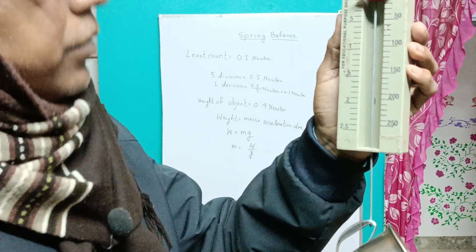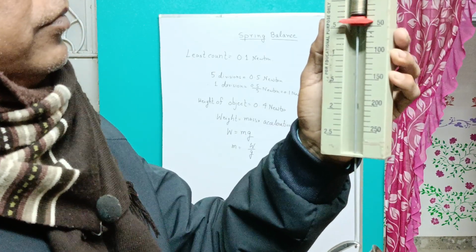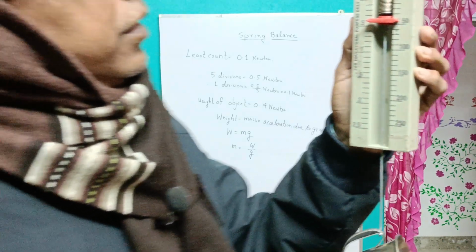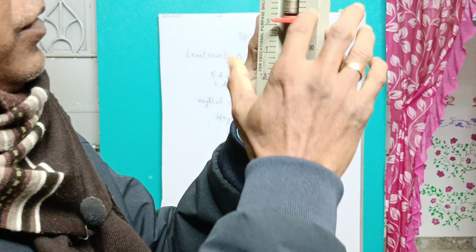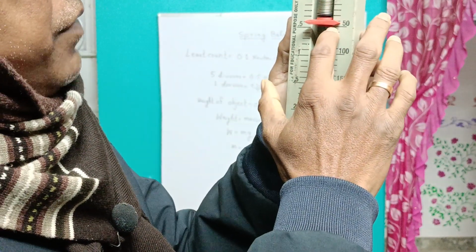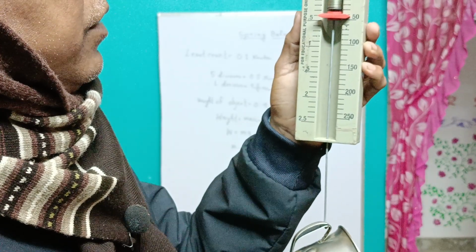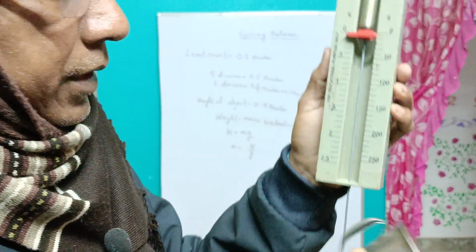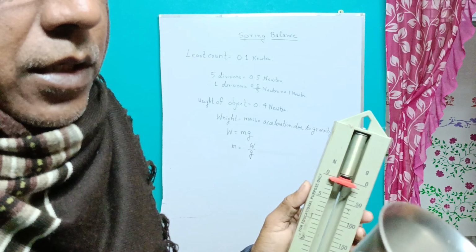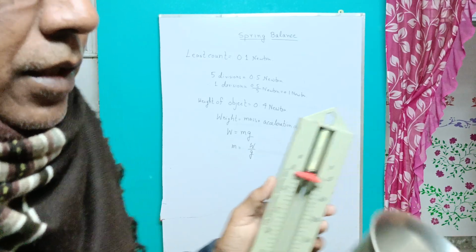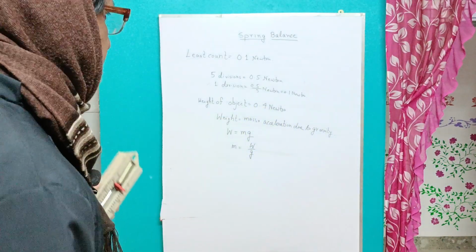Let us find out. Here you see how many divisions? 1, 2, 3, 4. There are 4 divisions, right? And we are getting 10, 20, 30, 40 gram. That means the mass of this object is 40 gram, right? The mass of this object is 40 gram.